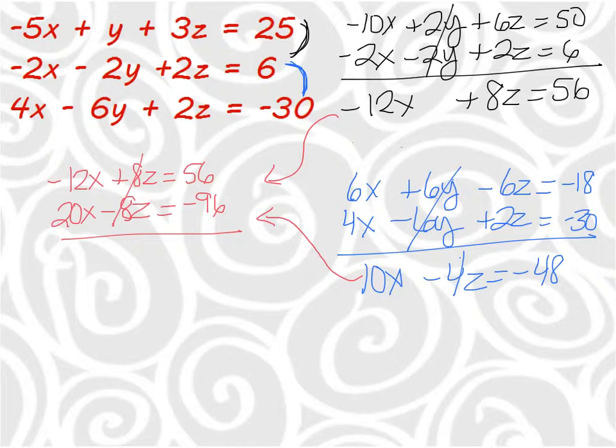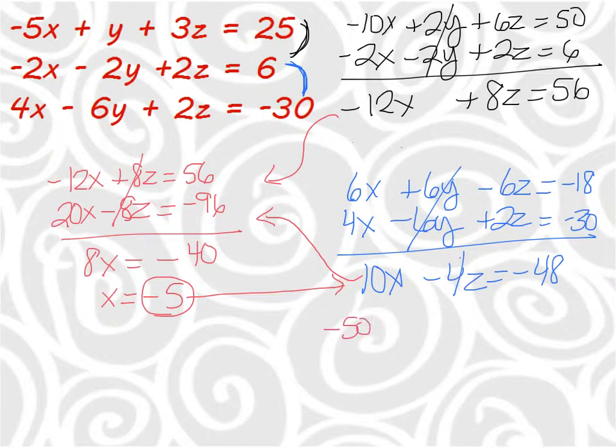Okay, and so then I end up with an 8x equals a negative 40. And so that'll come out really nice for us. X is negative 5. And then once you find one variable, you're just substituting back into other equations. It doesn't really matter which one. I'm going to take this and just plug it in right here just to make life simple. And so I'm going to end up with a negative 50 minus 4z equals negative 48. Add the 50 to the other side.